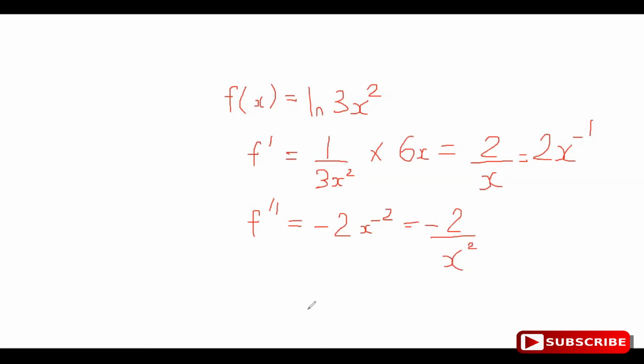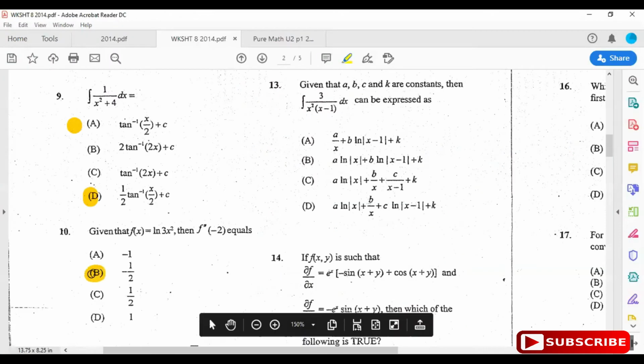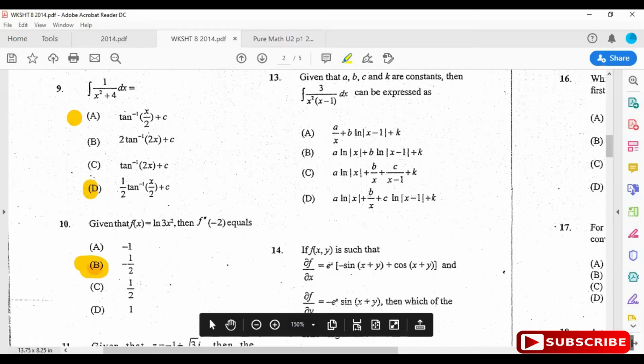But the question did not ask for the second derivative. It asked for the second derivative at a point. So I have to plug in x as minus 2 to get minus 2 over 2 squared, and 2 squared is 4. And so what we get is minus a half. Nice and easy. That's why maths is beautiful. Imagine you get something looking complex, and when you work it out, it just works out to be minus a half. So beautiful. That's the beauty of mathematics.